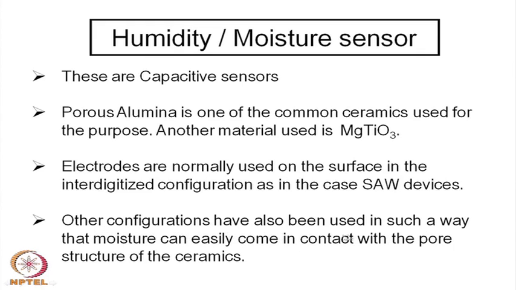Other configurations have also been used in such a way that the moisture can easily come in contact with the pore structure of the ceramics. So, it is basically once again a kind of porous configuration of the electrodes, because otherwise the moisture cannot come in contact with the pores below the electrodes, and therefore, it cannot function properly. So, the design is important here. One of the designs is interdigitized, but then isolated pockets can also be used.